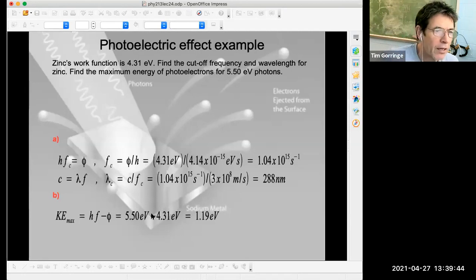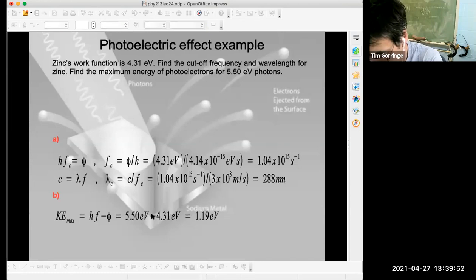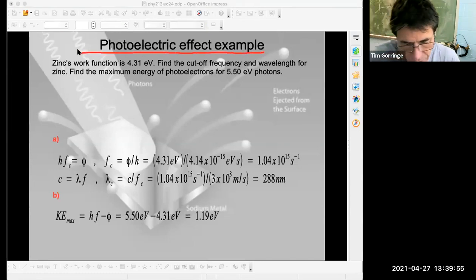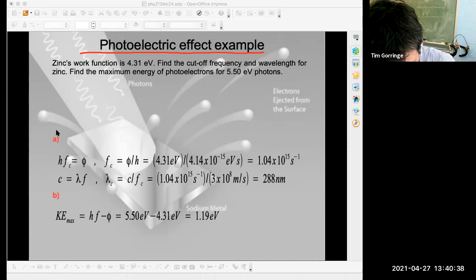Okay. Let me end then with an example problem of the photoelectric effect. So this problem here. We're told that the metal is zinc. We've got a zinc target for our light. We're going to shine our light on zinc. We're told that the work function of zinc is 4.3 electron volts. Remember, that's the minimum energy that you need to eject an electron from the zinc. There are two parts to this problem. I'll just deal with the first part first. The first part is to find the cutoff frequency and cutoff wavelength for zinc. So let's go ahead and do that. That's part A. And then we'll read part B.